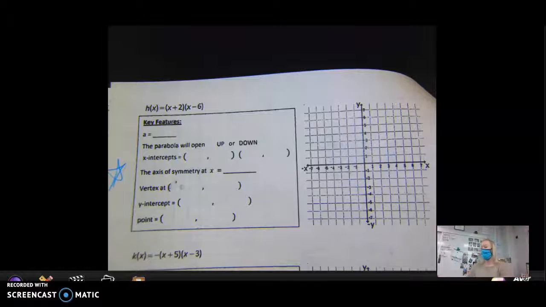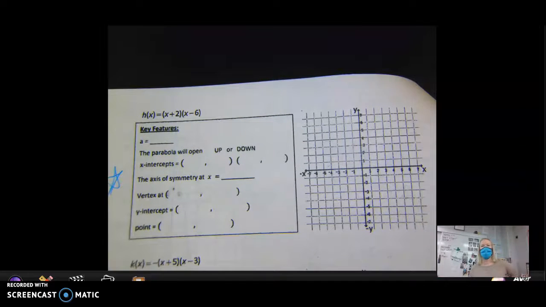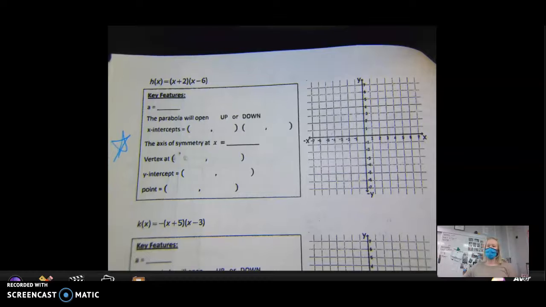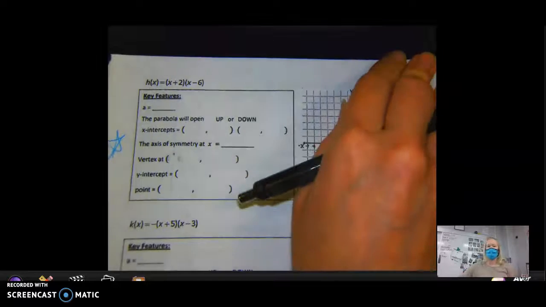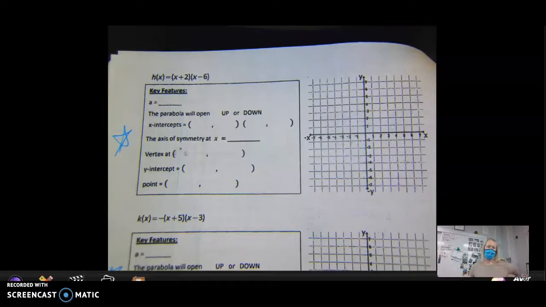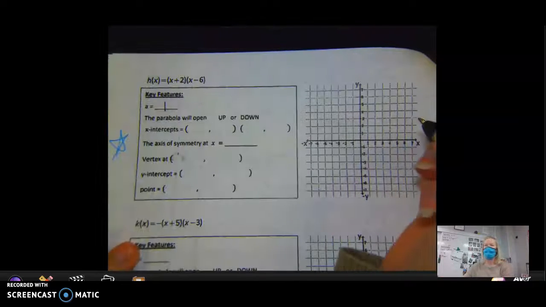The first thing I want to do is go over the three problems on this page that you should have done. Go to that page and find those problems. We're going to go through this and make sure that you did this one correctly, and then move on. What is your a value on this one? 1. Is this parabola going to open up or down?